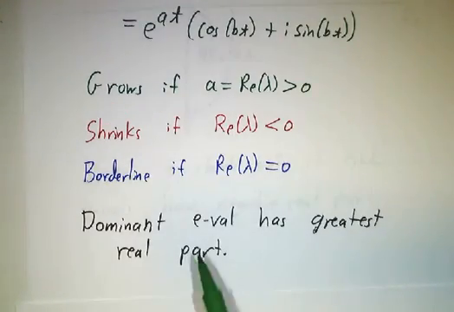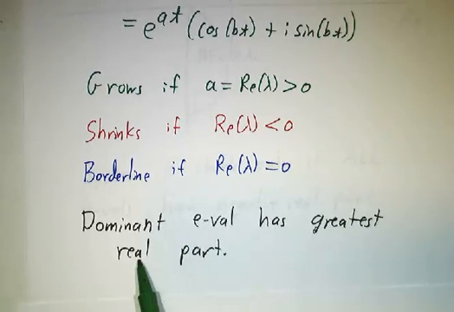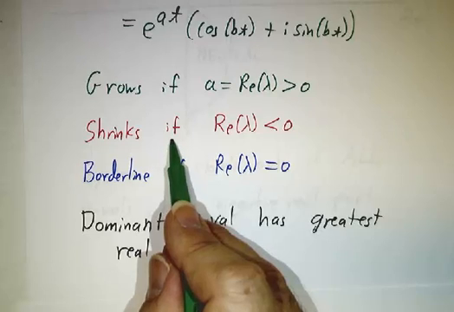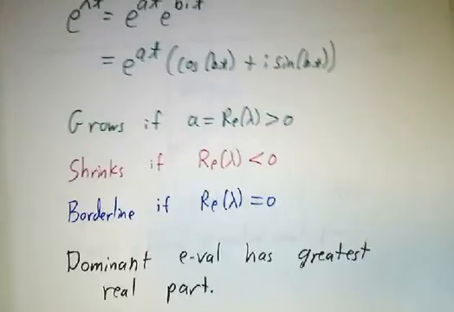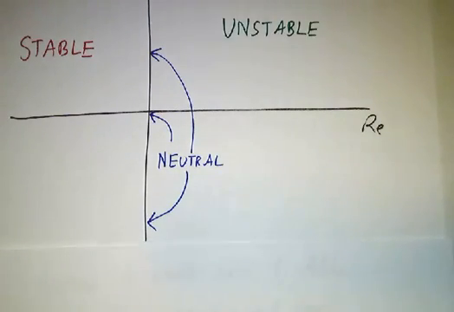The dominant eigenvalue is always the eigenvalue with the greatest real part. 2 is bigger than 1. And by the way, I'm not saying the greatest in absolute value. 2 is bigger than negative 5. Negative 5 would be stable. You would have something that shrinks. 2 grows. So the eigenvalue with the greatest real part is the dominant eigenvalue, and that gives you the term that grows the fastest or shrinks the slowest, and it's what your system will look like in the long run.